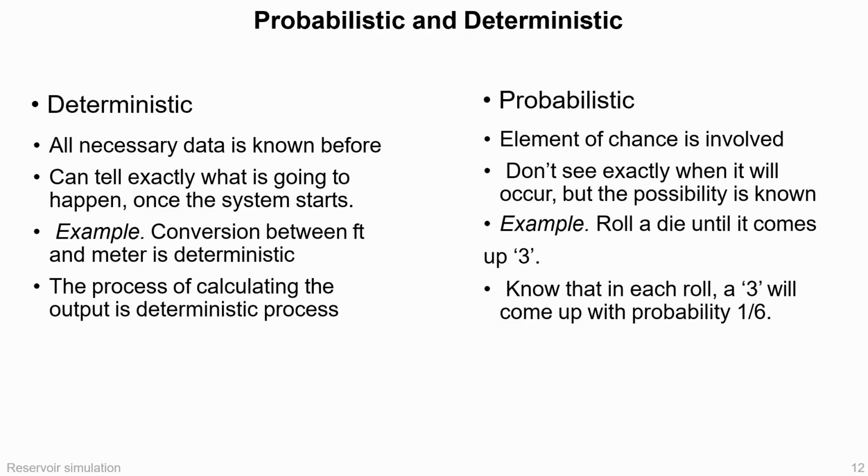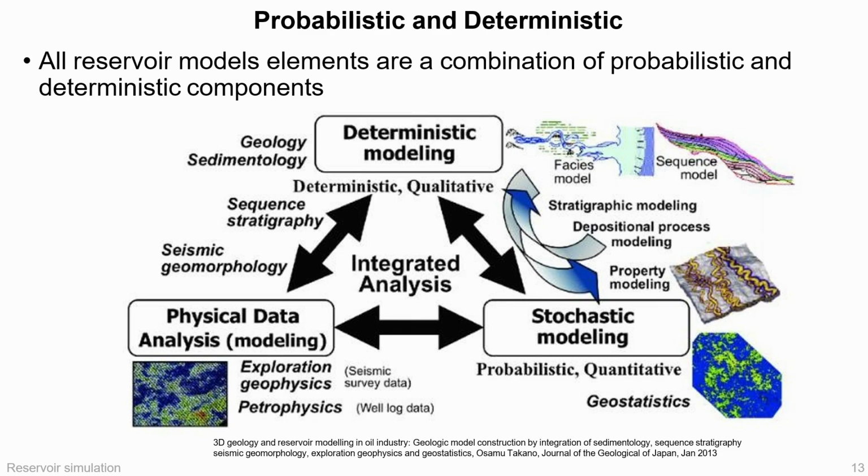Why does this matter for reservoir engineering? Because some parts of reservoir modeling are deterministic, such as solving equations after we define inputs. But many parts of the subsurface problem are probabilistic because the real reservoir is not fully known. So uncertainty is naturally embedded in reservoir work. In reality, reservoir models combine both deterministic and probabilistic components.